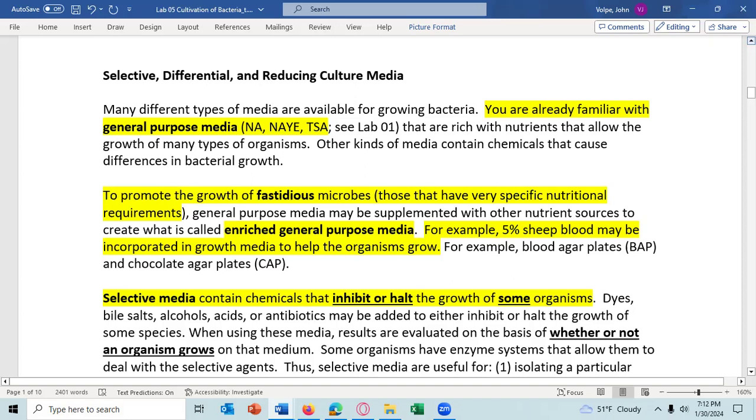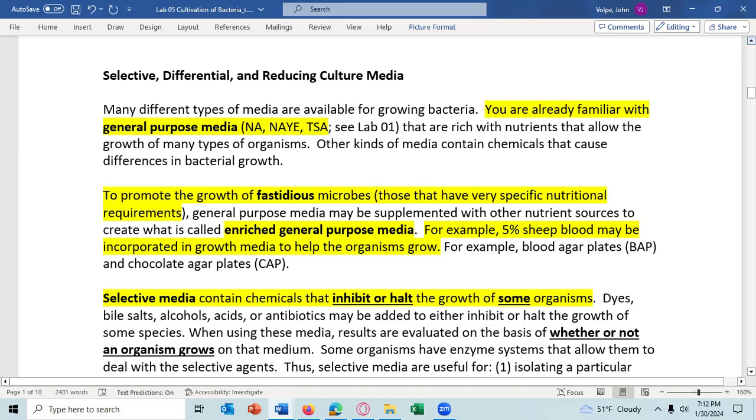One fastidious organism that will grow on blood agar, but will not grow on a general purpose media, is Streptococcus pyogenes, the microbe which causes strep throat and a whole slew of other diseases. But the point is that you need to add additives to the media to get Streptococcus pyogenes to grow. And a simple way of adding these additives is to add red blood cells, and then the red blood cells supply the nutritional requirements for Streptococcus pyogenes.